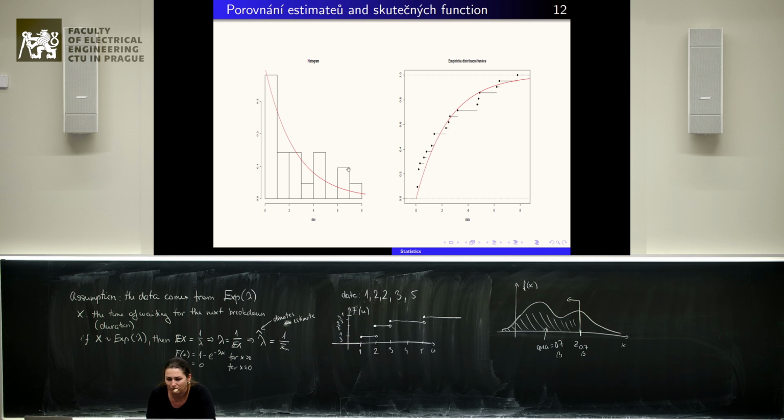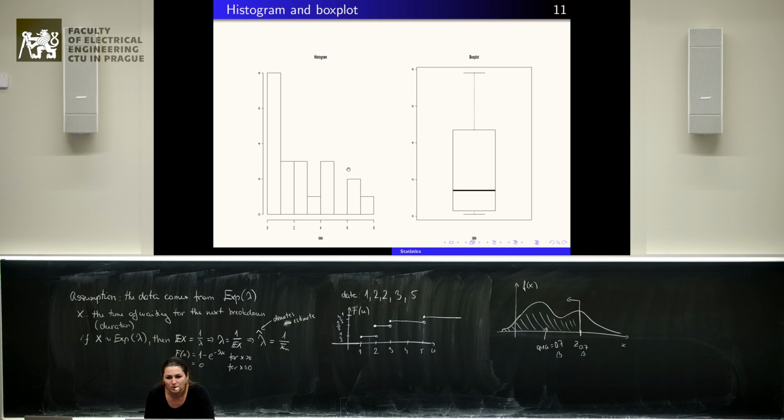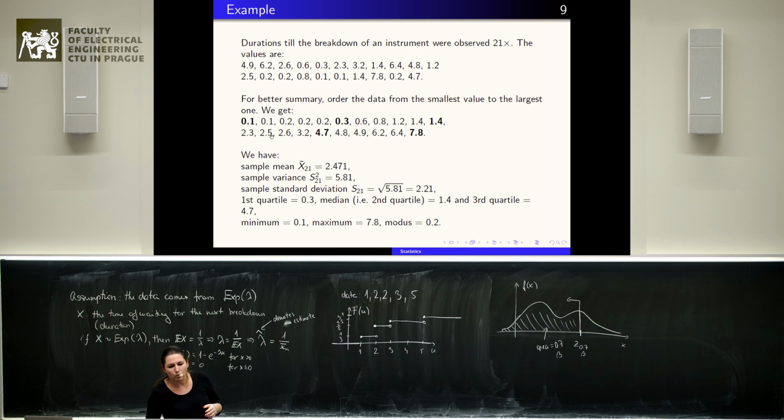So this was the first tool to compare the empirical distribution function. Another tool is to compare so-called histograms. The histogram is the plot where we have rectangles constructed so that on the horizontal axis we have intervals with the same length. In our case, since the minimum of the observed values was 0.1 and the maximum was 7.8, I decided to take the interval from 0 to 8 and divide it into 8 intervals with the length 1.